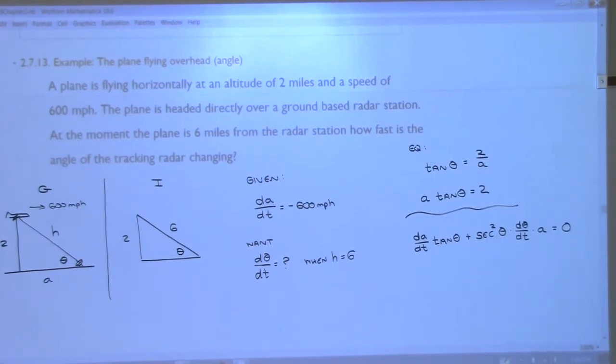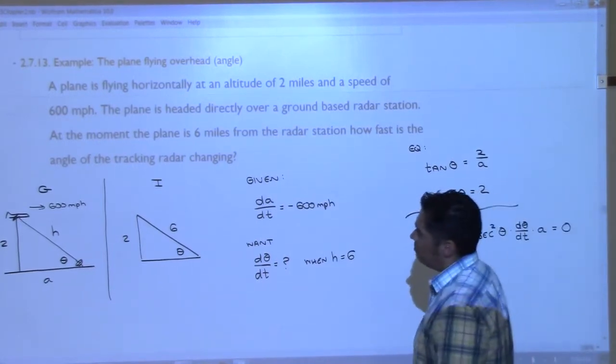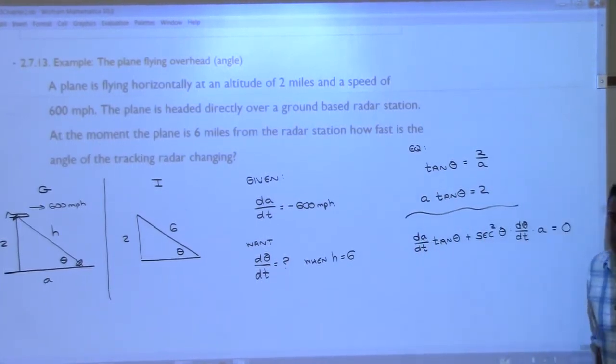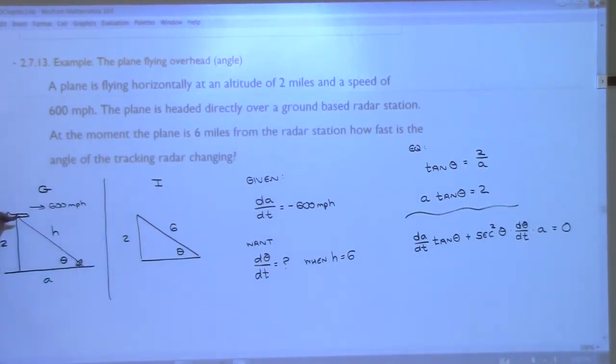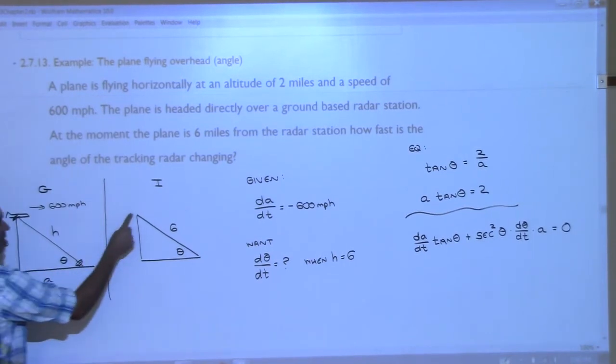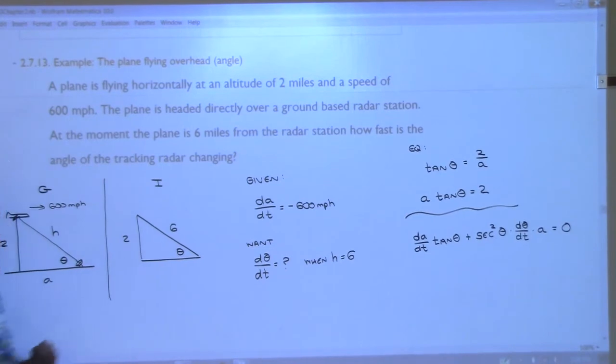All right, so we started this problem last class. We didn't finish it. We had the plane that was flying overhead at 600 miles an hour, 2 miles high, with a radar station tracking the plane. And in this question, we were asked, at the instant that the plane is exactly 6 miles from the radar station, how fast the angle is changing. So how fast is this rotating? As opposed to the one we did before, it was a little different. It was asking how fast the distance between them is changing.